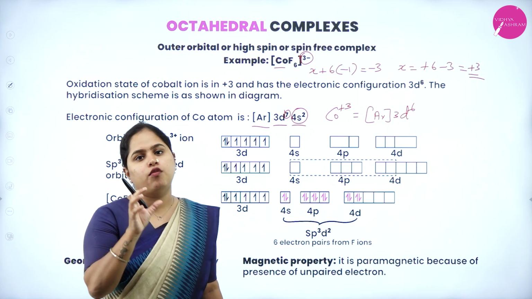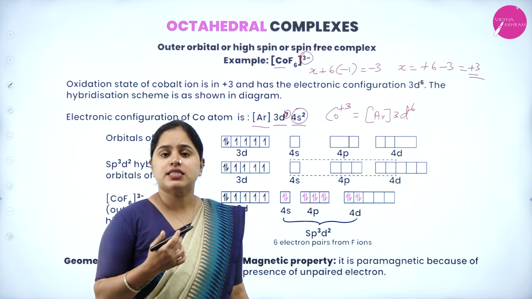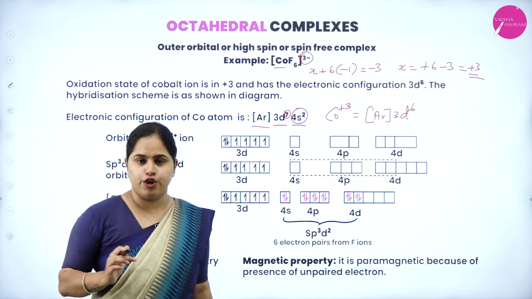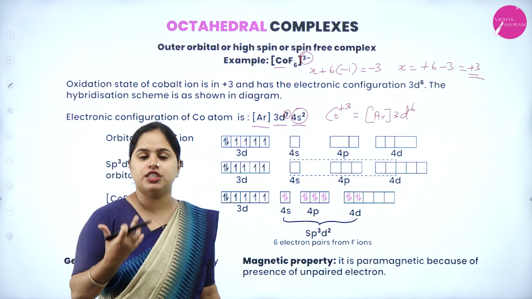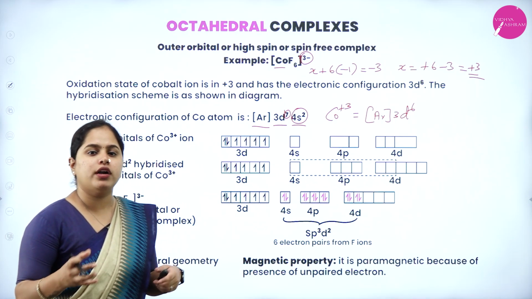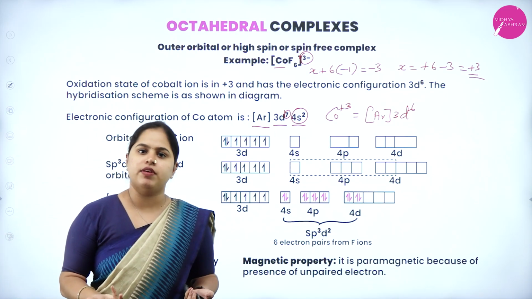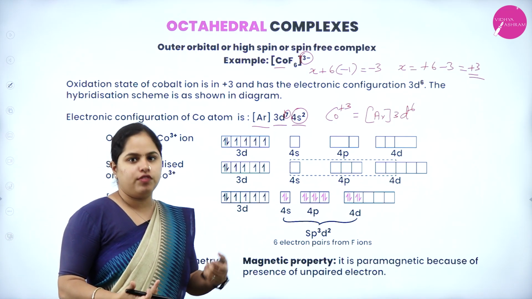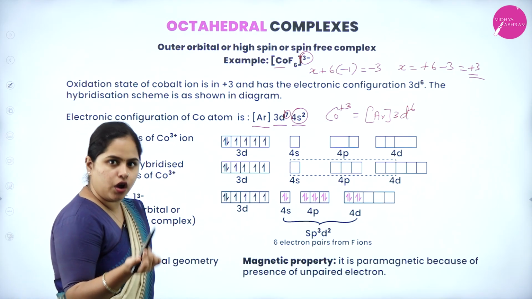As amine was a strong ligand, these electrons will start pairing up. But in this case, the ligand is different. It is fluorido. Halogens, like fluorido and chlorido, are generally weak ligands. So as it is a weak ligand, what happens when the ligand is approaching the central metal atom? The pairing will not take place because it is a weak ligand. So the electrons will remain as they are. It will not pair up.